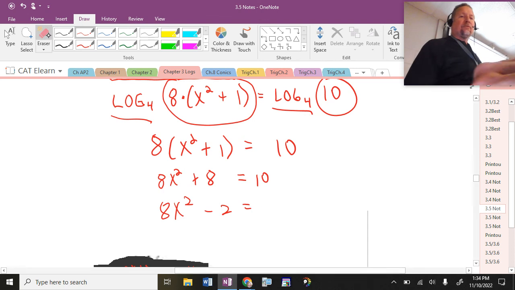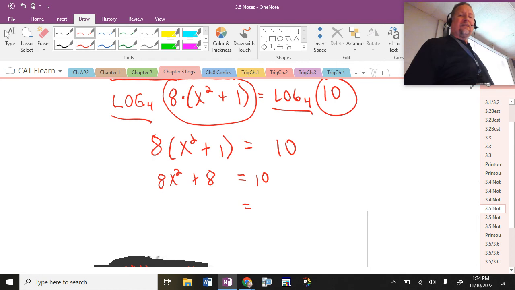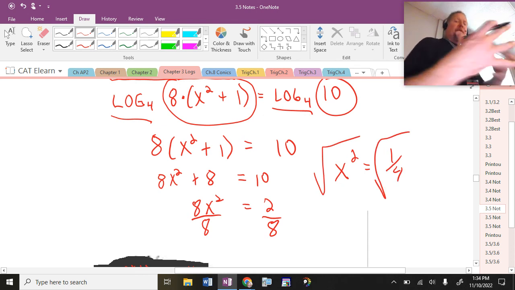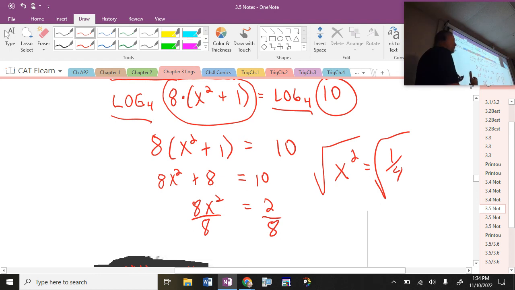Actually, I should do the opposite. Wrong, Mr. Samuel. That's not factorable. By the way, isn't everything divisible by 2? Right? But I'm going to go ahead and subtract 8 and then divide by 8, and then that takes care of business. X squared equals 1 over 4. And then I square root. I was going to bring the 10 over here, but I don't have a middle term.